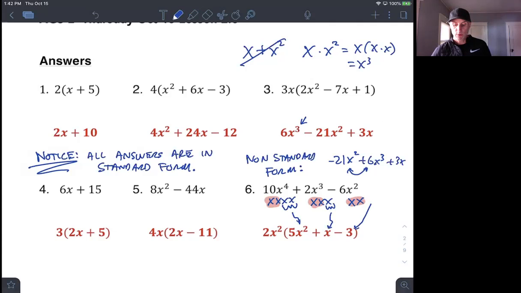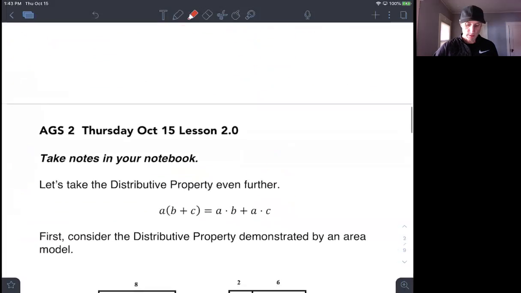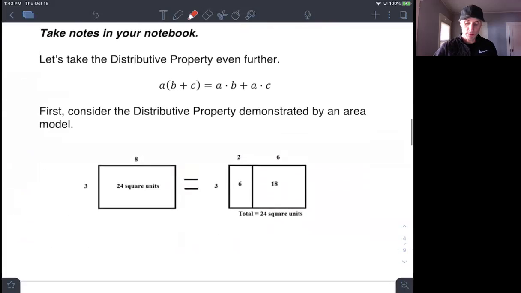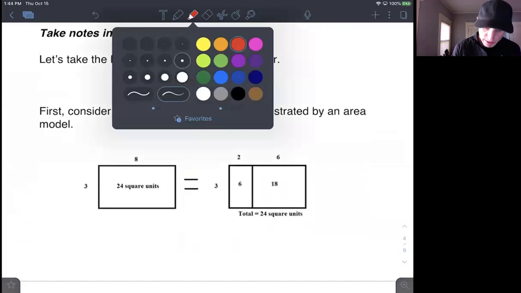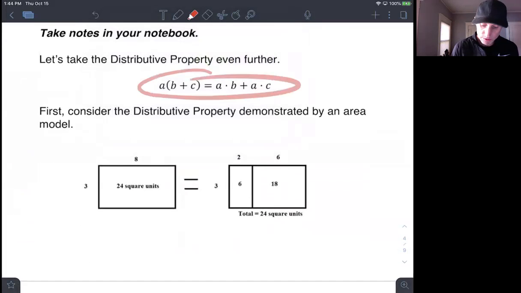Okay, we're going to roll forward here then. Let me pause the recording. Okay, let's go on to an example of the distributive property. We're going to look at this even further and expand this idea. First up, I'll give you a second to write that down. If you don't already have this in your notes, you want to write distributive property and then write what it is.